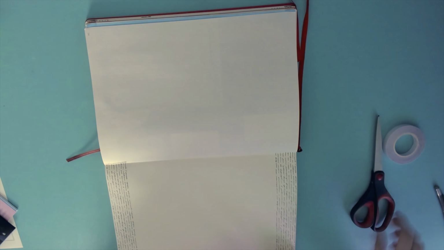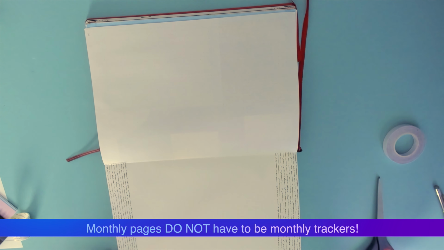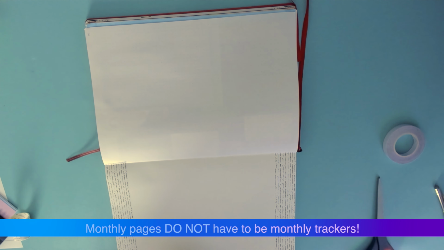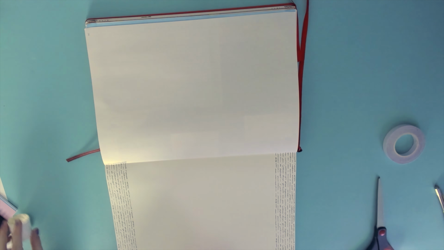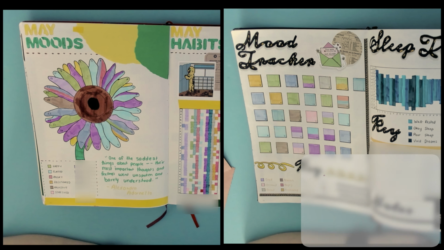So you may be saying, Titleless, if I'm keeping a daily journal, why would I want monthly pages? So let me put this out to you. Monthly pages do not have to be monthly trackers, especially not in a daily journal. Now, I used to use monthly trackers, and I would track sleep, mood, and habits over the course of each month, because for me, it was easier to keep up with than a yearly tracker.